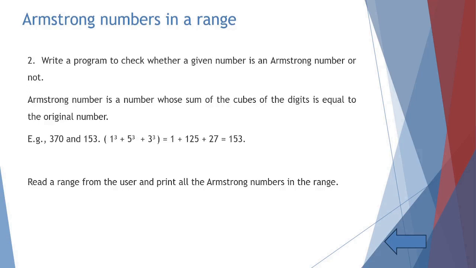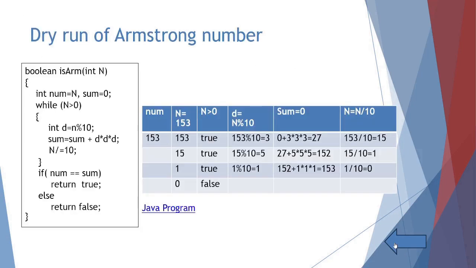Now read a range from the user and print all the Armstrong numbers in the range. So we take a main method, we read the range and call isArmstrong. Now, boolean isArmstrong: extracting digits, and then sum is equal to sum plus d cube. Let's see the dry run. The extracting digits program I have explained in lesson number 22. The link is given in the description box.